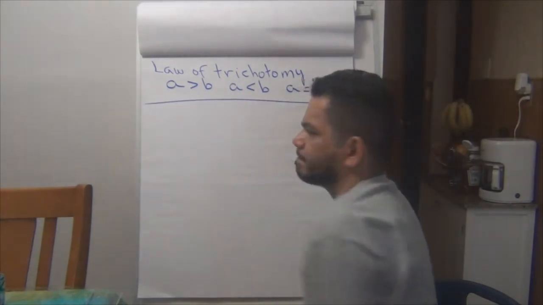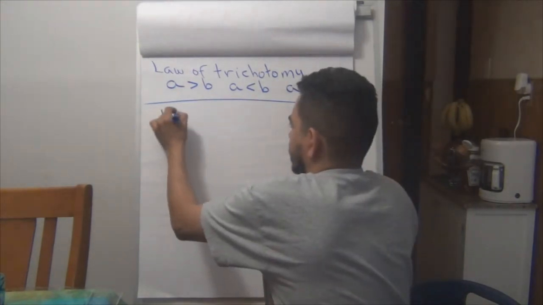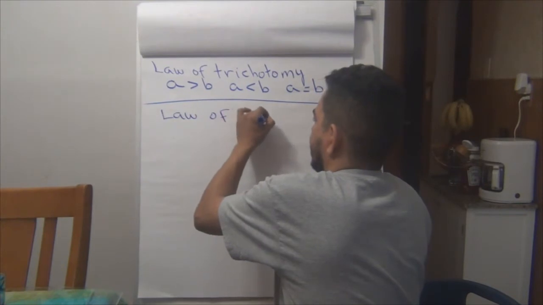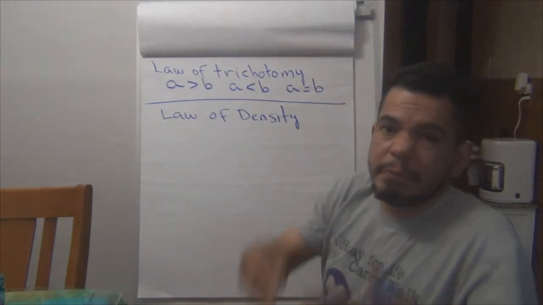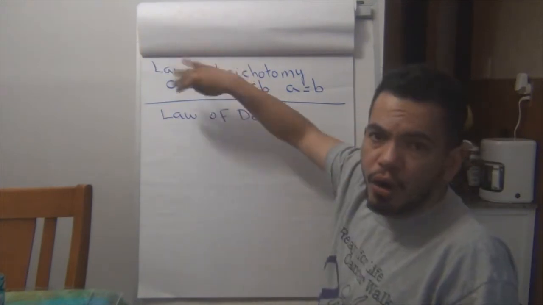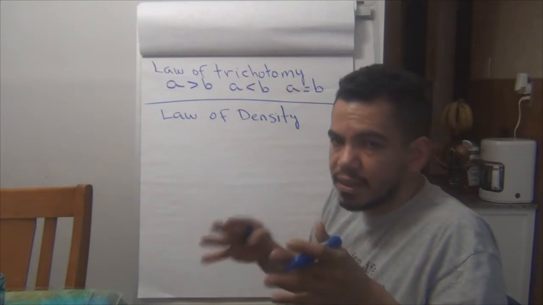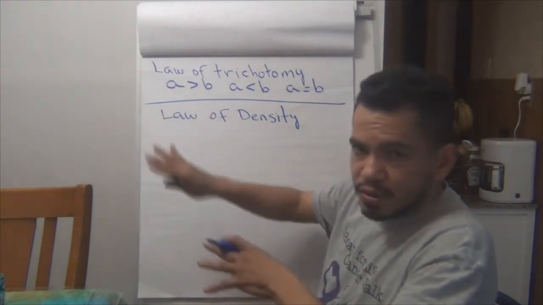what is the other law? Density. Law of density, density property, I don't know. Anyway, all of these are also properties of equality. Equality means one equals the other, like not quantity, but one side equals the other side.